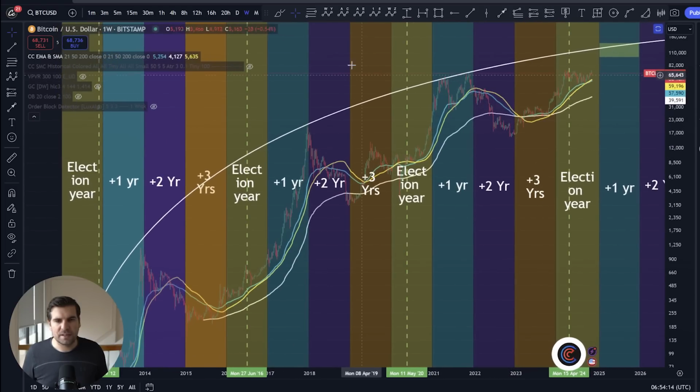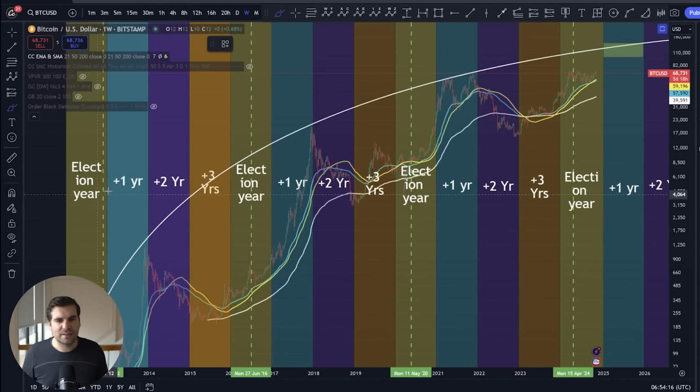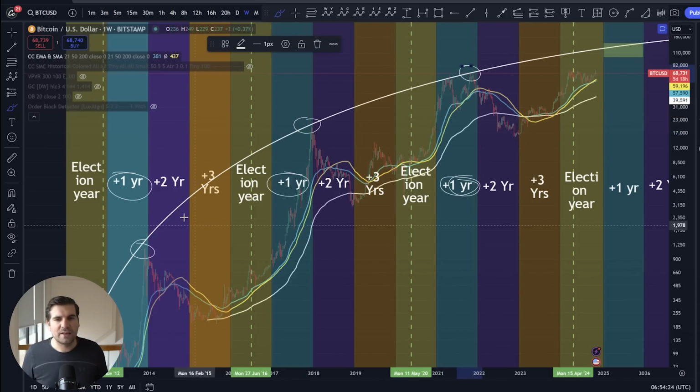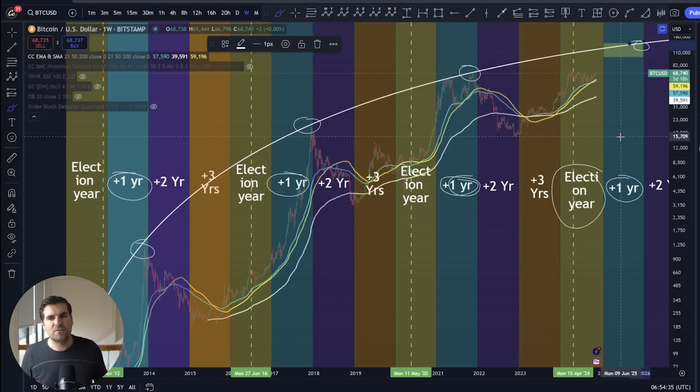Now if we contrast that with everything we've been talking about, what else has happened here? Well, every single time, 1 year after the US election, in the last 3 times we've seen the peak of the bull market, and it's happened in Q4 every single time. This year, 2025, is the year after the election year. Q4 would put us somewhere around $120,000 to $130,000 BTC.